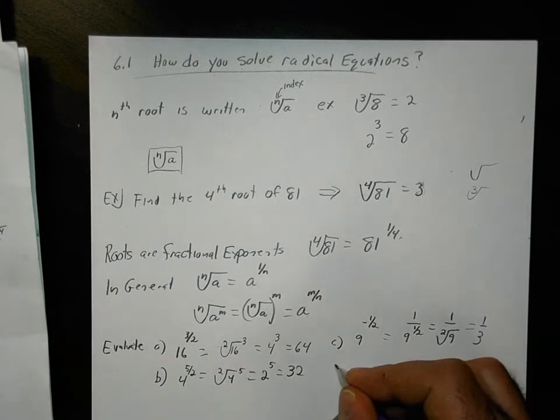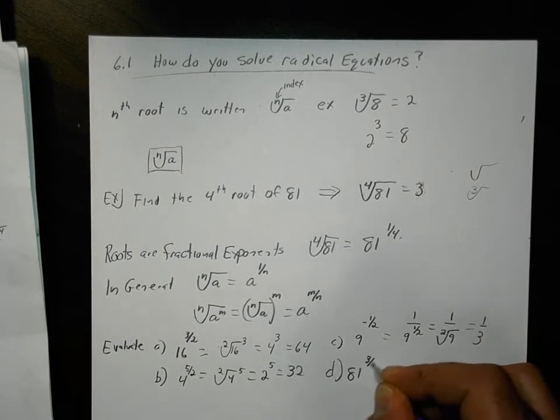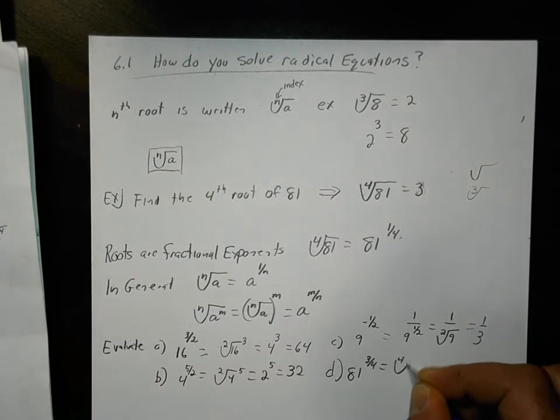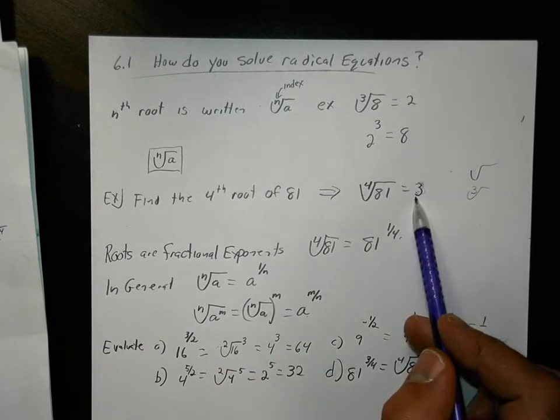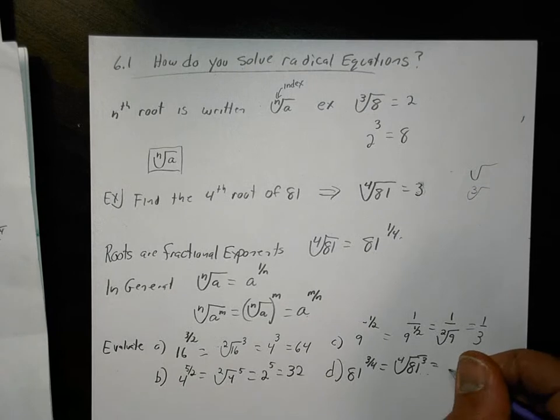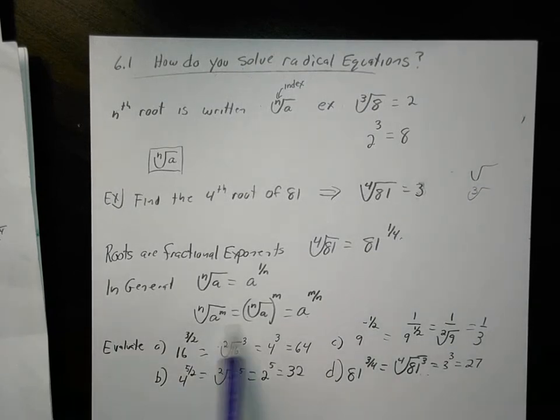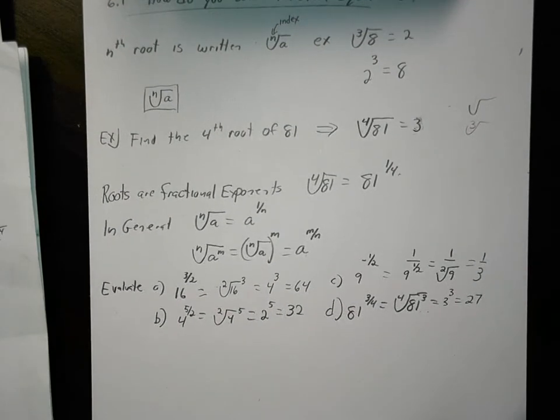And then, let's do one more here. 81 to the 3/4. So we want to know what's the fourth root of 81 cubed. The fourth root of 81, what number do I raise to the fourth power to get 81? We did that one way back here, so it's 3. So this is 3 cubed, which is 27. Okay, so by using these properties, we can adjust the form and evaluate those expressions.